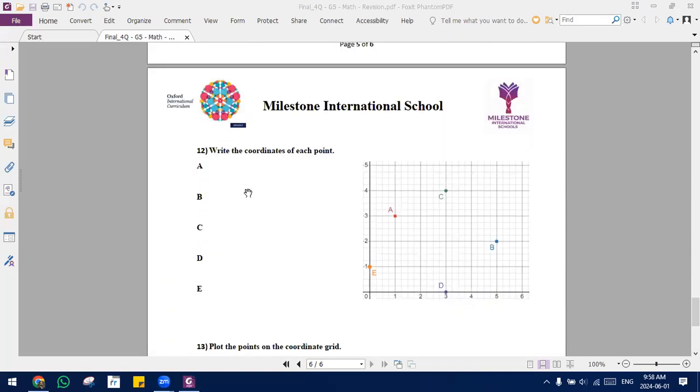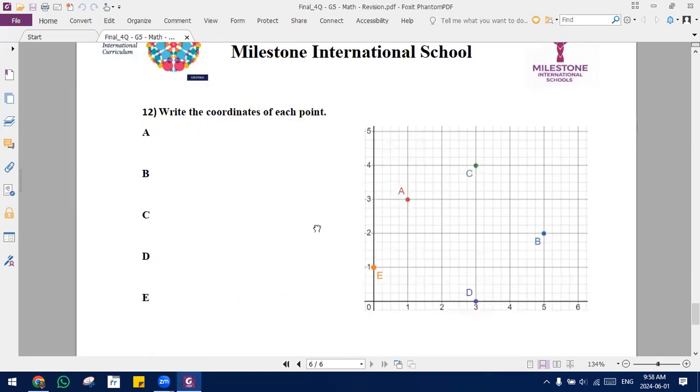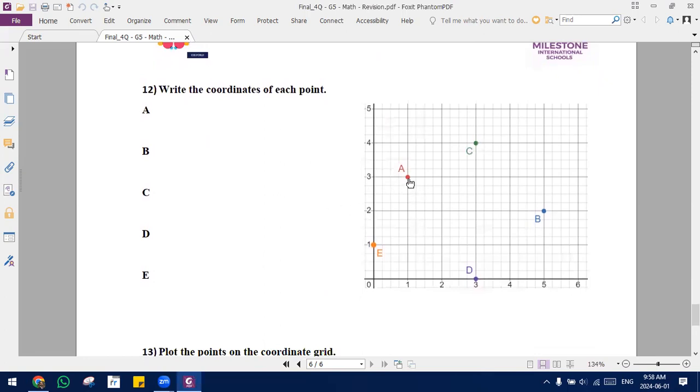Question 12. Write the coordinates of each point. Let me zoom in a little bit. We have these points A, B, C, D, and E. We need to write their coordinates. You know that for coordinates, we open brackets and write two values, X and Y. This is the X axis, this is the Y axis. The horizontal line is the X axis, the vertical line is the Y axis.